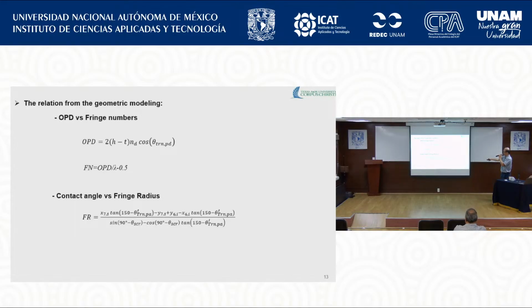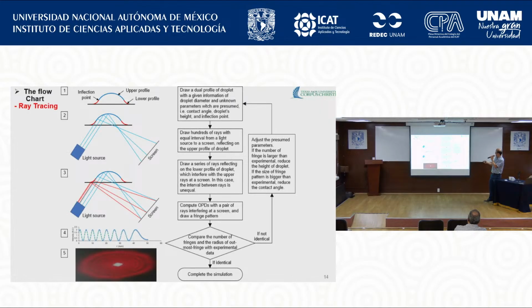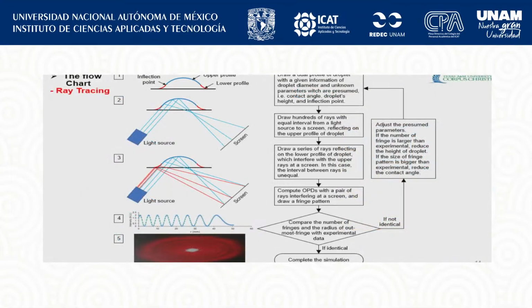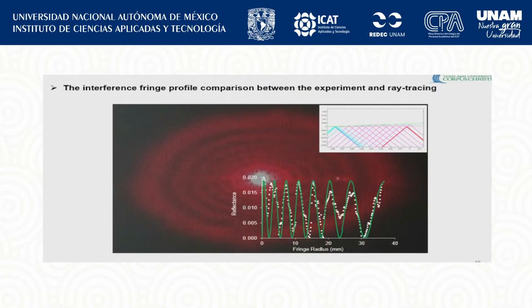Okay. This means we can determine the optical phase difference, and also we can determine the droplet thickness, and also the droplet contact angle, by measuring fringe numbers and fringe radius, respectively, analytically. And then to prove this, we undertook ray tracing simulation by following these flow steps. And this is the ray tracing result.